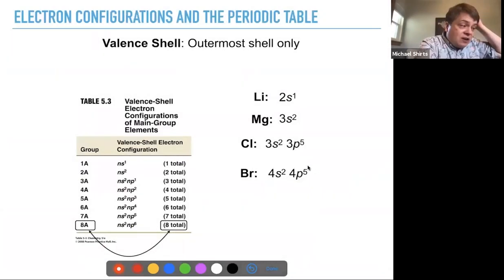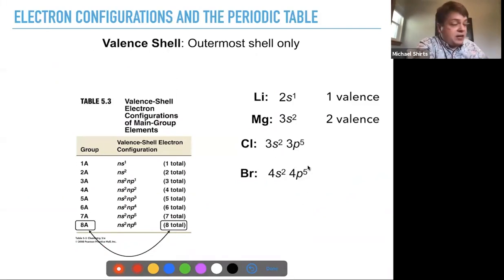So, counting valence electrons. The valence electrons are the ones in the outermost shell only. For example, for lithium, you would have one valence electron. Magnesium has the 2s filled, so you have two valence electrons. The n equals 2 electrons are not really available to do anything. Chlorine has 7 valence electrons. Again, the n equals 2 electrons are not available.